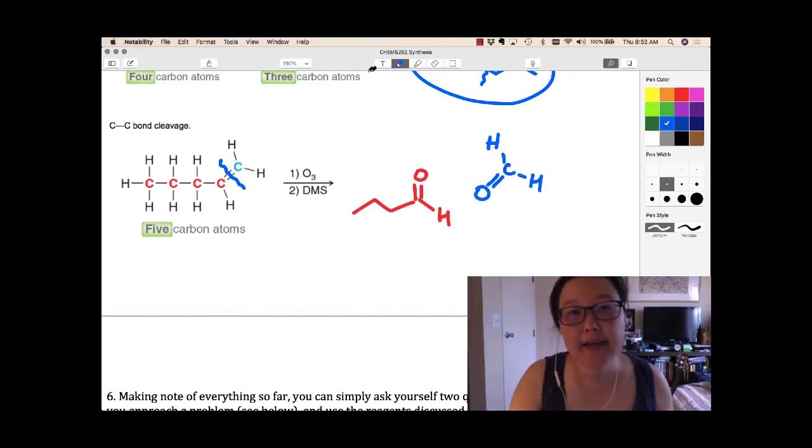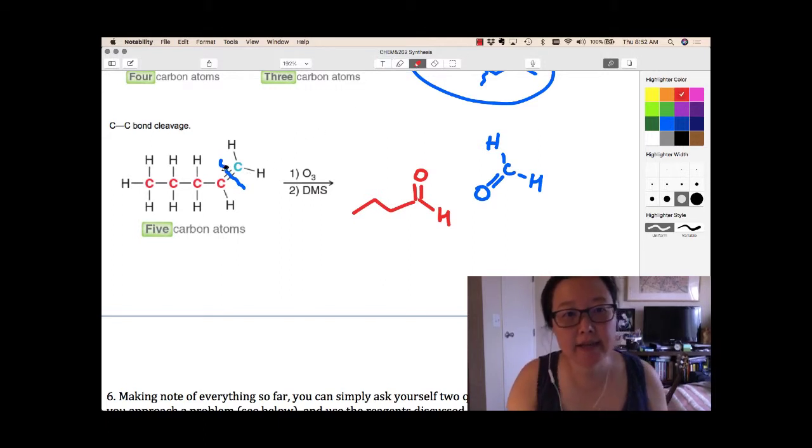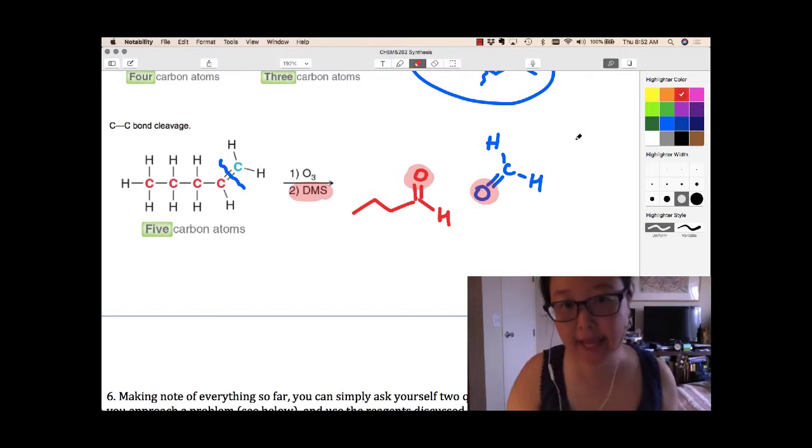Let's do that. Okay, guys, so I basically just cut this in half, put them apart, and then I put in an oxygen right here and right here. And I kept the hydrogens here because this is under reductive conditions, DMS, or zinc in water. That helps me keep these in an aldehyde format as opposed to oxidizing further to carboxylic acids.